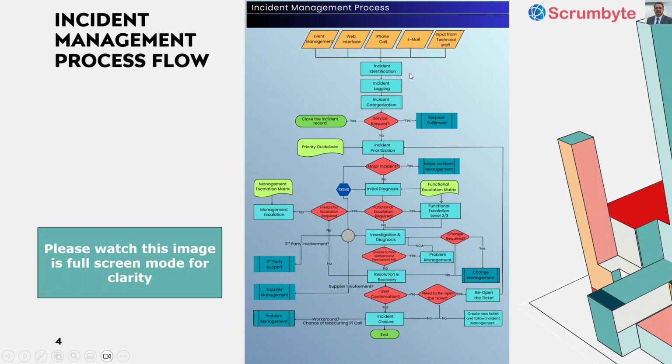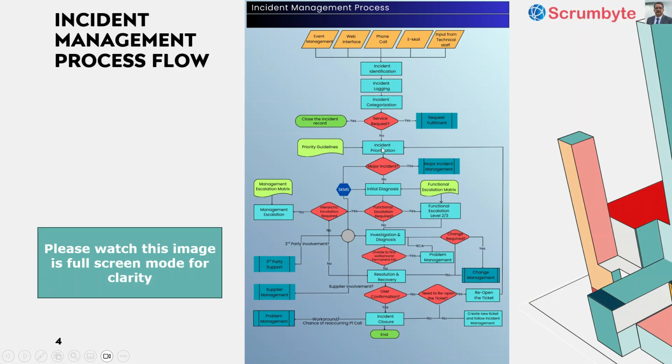And what happens is once you get the input, the person in the front, the warrior, the incident service desk will look at the incident and try to identify it. They will log the incident. They will then categorize the incident and then decide what to do with it. So if it's a service request, then you don't really need to go through the incident management process. It goes into something called the request fulfillment process, and that's another topic.